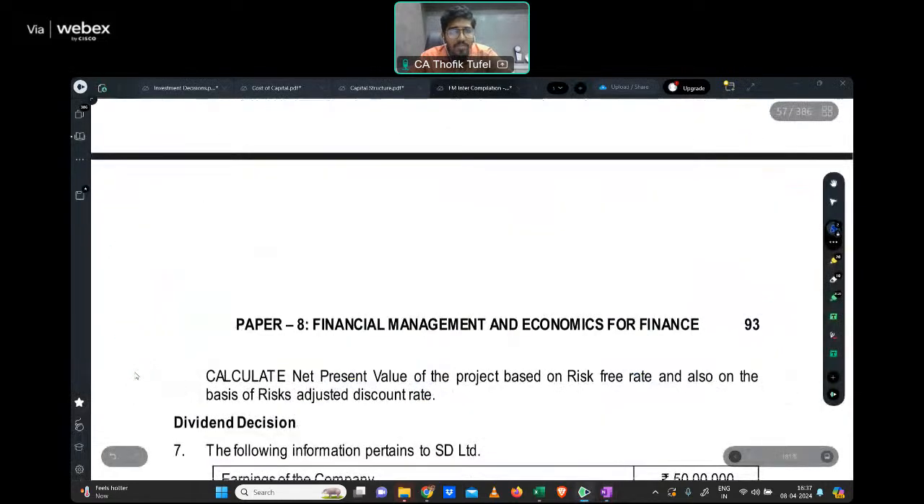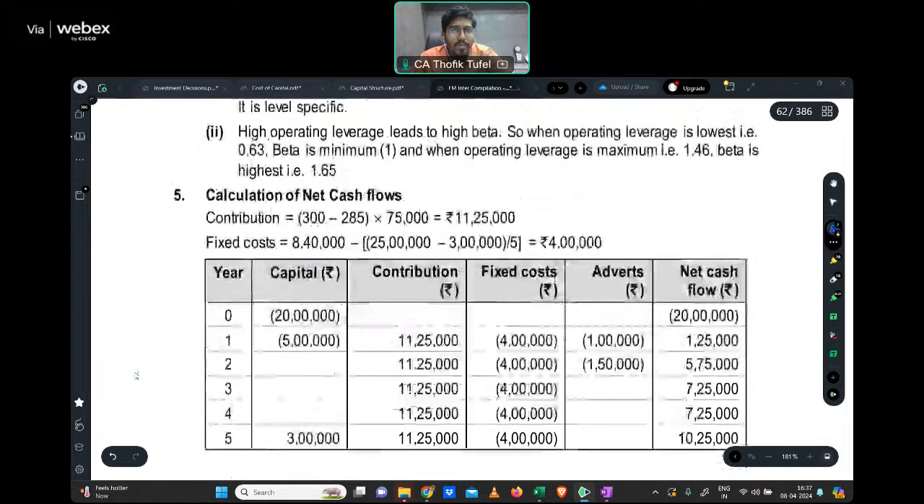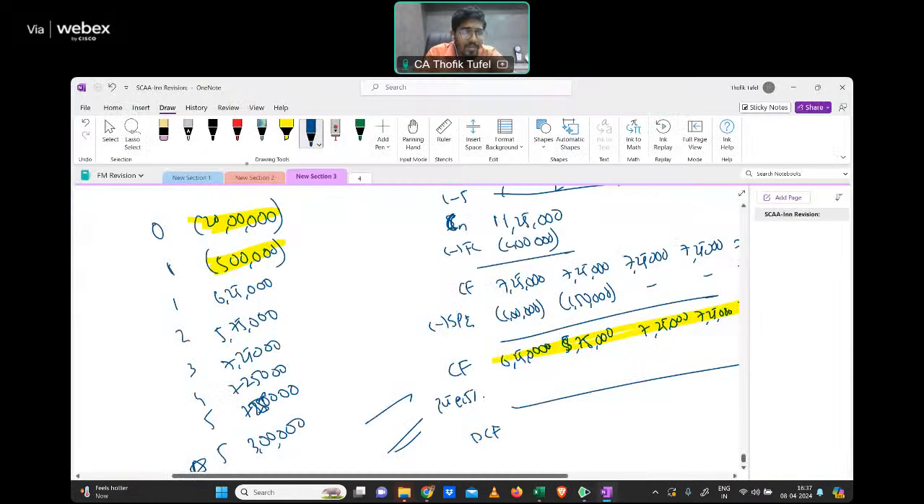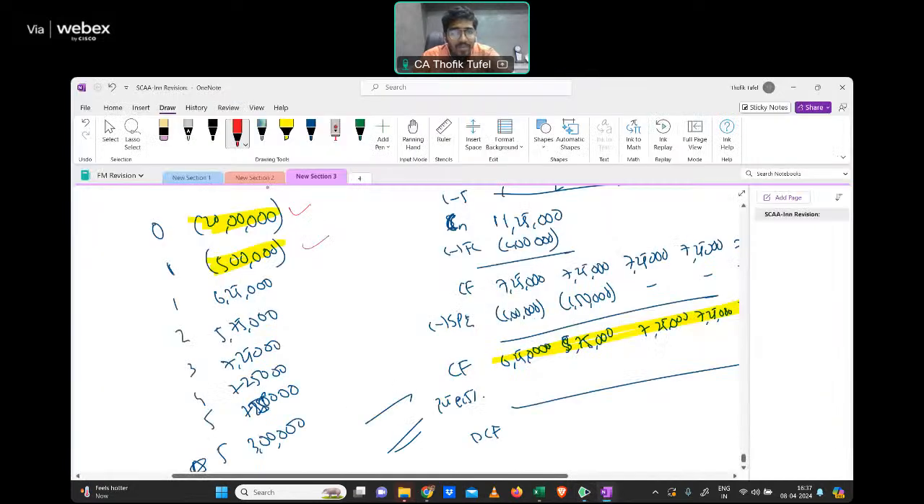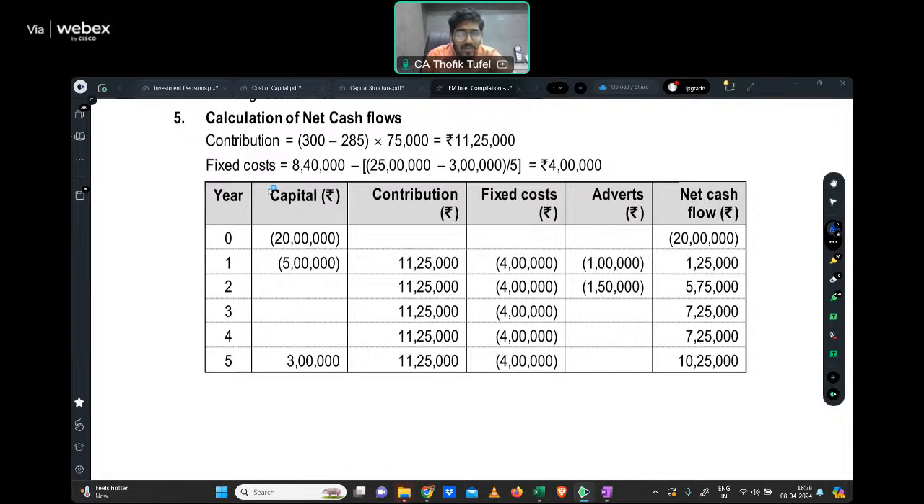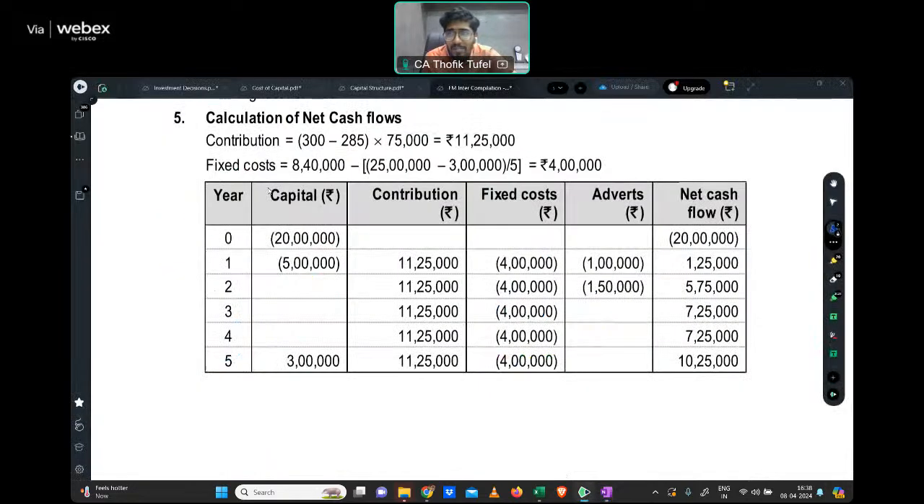Now, let me check. First cash flow, correct? Present value is only calculation. 0th year 2 lakh outflow, first year 5 lakh rupees. It is 11 lakh 25,000 minus 4 lakh minus 1 lakh, so 6 lakh 25,000 is correct. Then 5 lakh 75,000 is for the second year. Third year and fourth year are 7 lakh 25,000 each. And the fifth year is 7 lakh 25,000 plus 3 lakh, which is nothing but 10 lakh 25,000. All are correct.